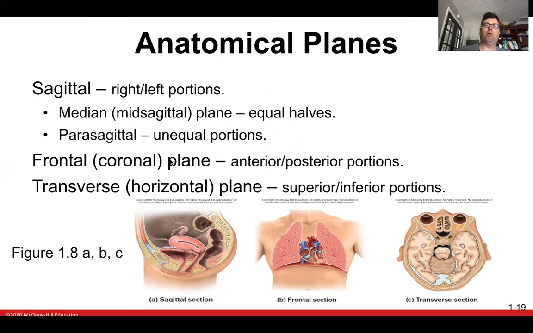You've got the frontal or coronal plane that cuts it into anterior and posterior portions. Here's the frontal section through the thorax of a human. And then you've got a transverse horizontal plane. If we were doing microscopy, we might call this a cross section, but this divides up into superior and inferior portions. So here we've got a transverse section through the skull, showing the eyeballs and the nasal passages and the optic nerves and the brain stem and the cerebral cortexes here.